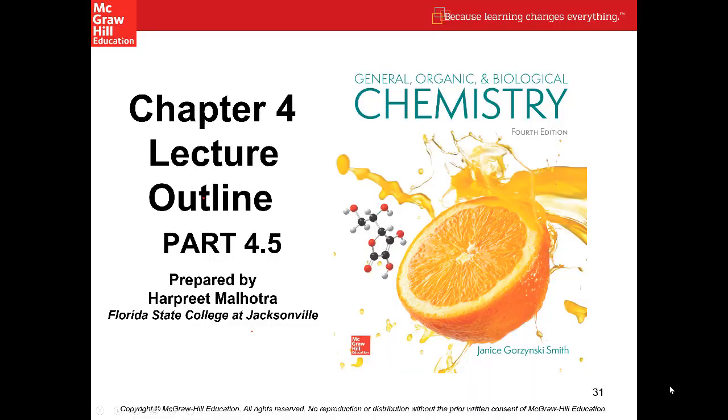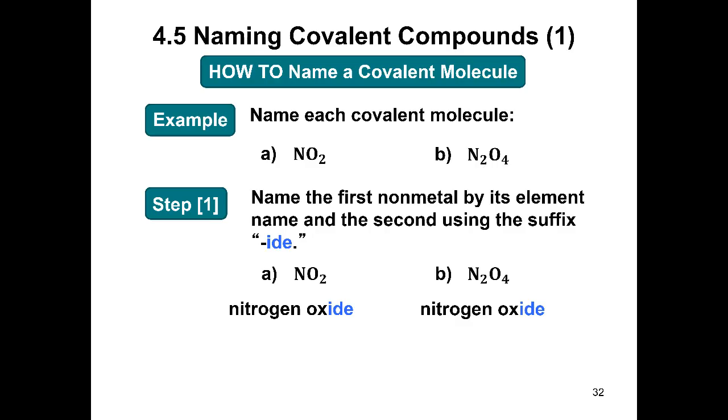In this section, we're going to learn how to name and draw a few of the covalent structures. So when we're naming a covalent molecule, it's somewhat similar to the ionics, but there's a couple of differences that I want to point out. So if we're going to name NO2 and N2O4, the first thing we're going to do is call the nonmetal, the first one, by its element name, okay? And the second one will use the suffix IDE, which should sound kind of similar.